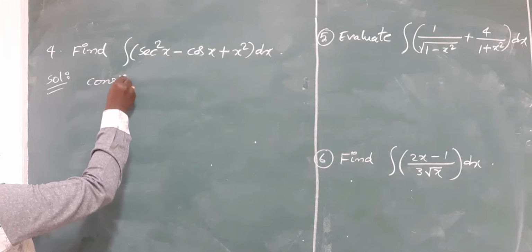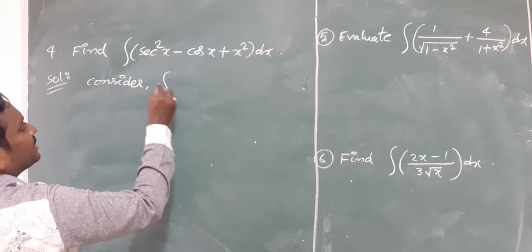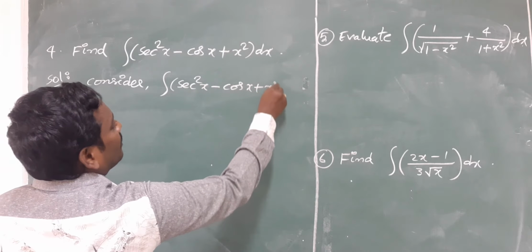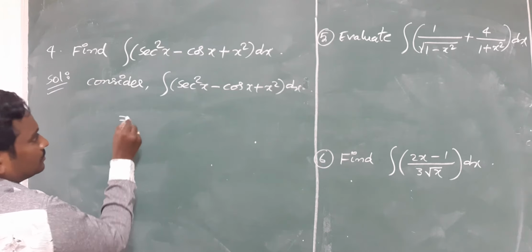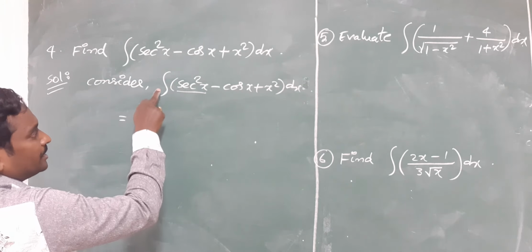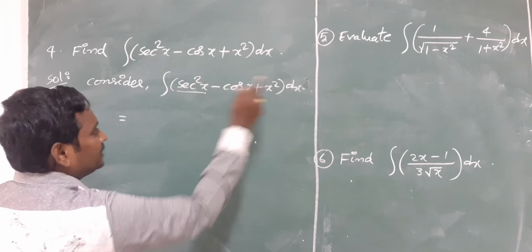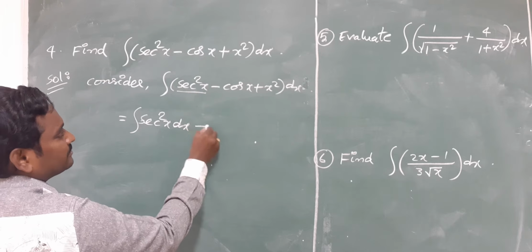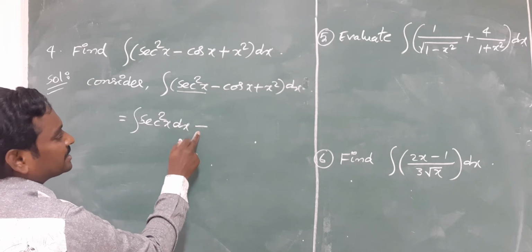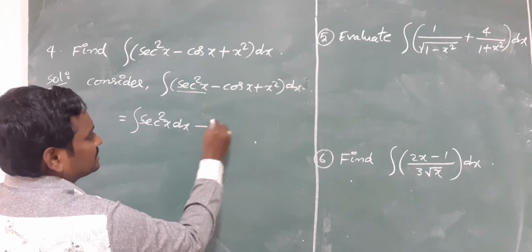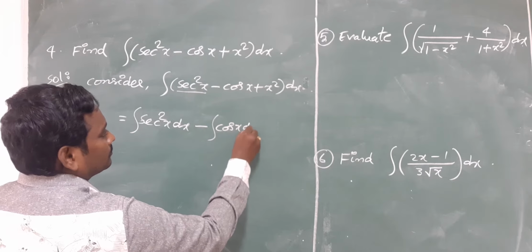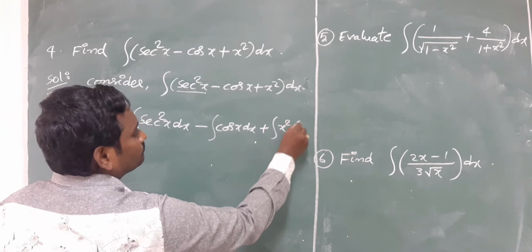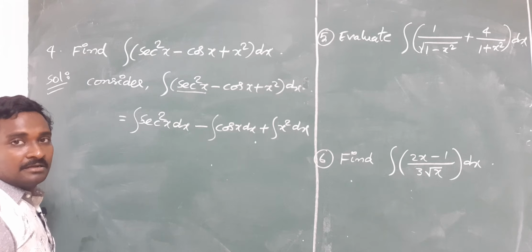Consider the given problem once. Integration of secant square x minus cos x plus x square dx is equal to: secant square x is the first term, so the integral of secant square x dx. There is a minus between the first and second term, that's why write a minus sign here: integration of cos x dx, plus the integral of x square dx.